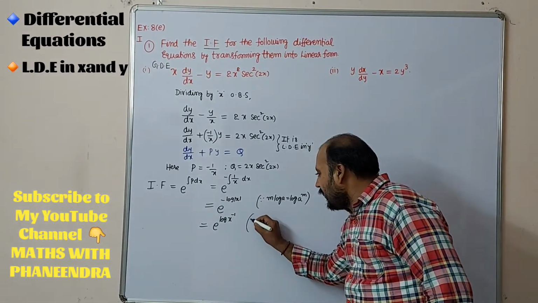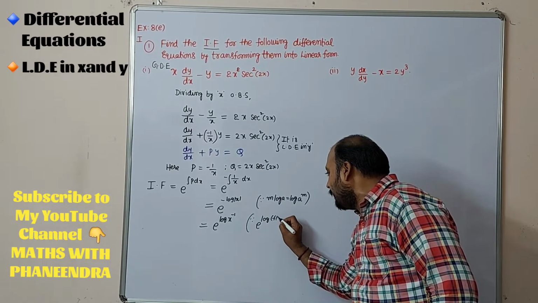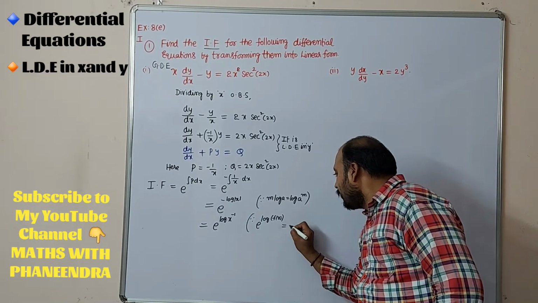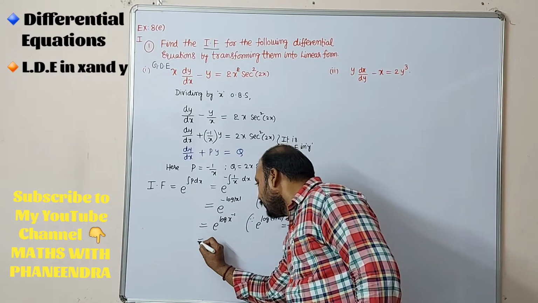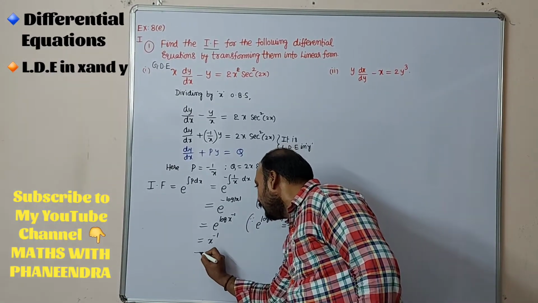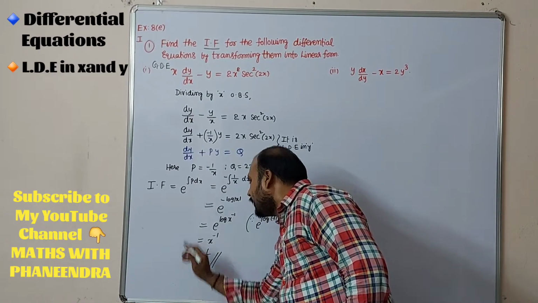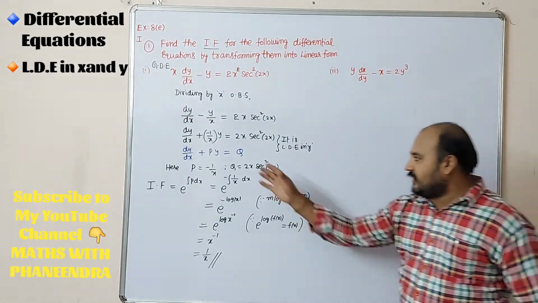And one more important result, e power log f of x is equal to f of x. Whatever the function is there, that value will come. So in place of f of x here, x power minus 1, we can write it as 1 by x. Therefore, the integrating factor for this given differential equation is 1 by x.